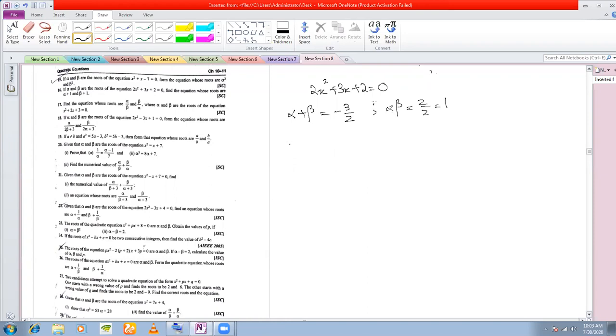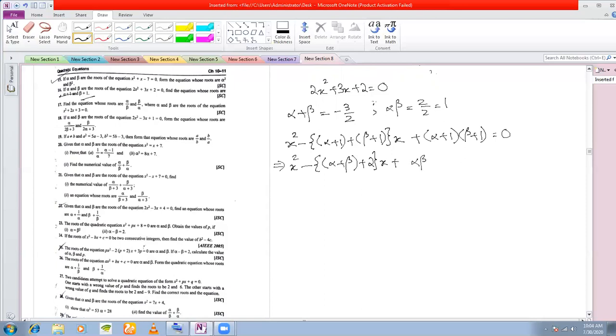So the required equation is x square minus the sum of the roots x plus the product of the roots. What are the roots you have to find? Alpha plus 1 and beta plus 1. So the sum is alpha plus 1 plus beta plus 1. That means x square minus, you can write this as (alpha plus beta plus 2) x, plus, multiplying, (alpha beta plus alpha plus beta plus 1), equal to 0.